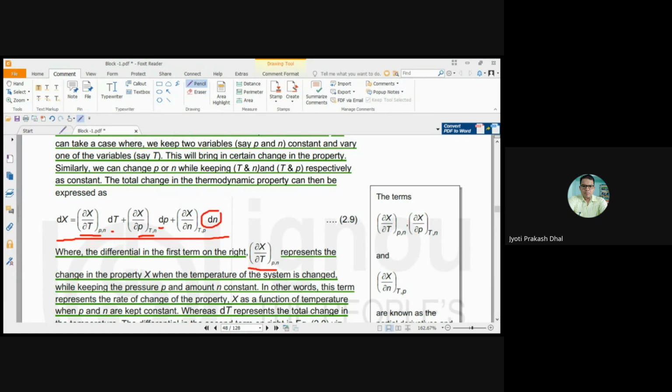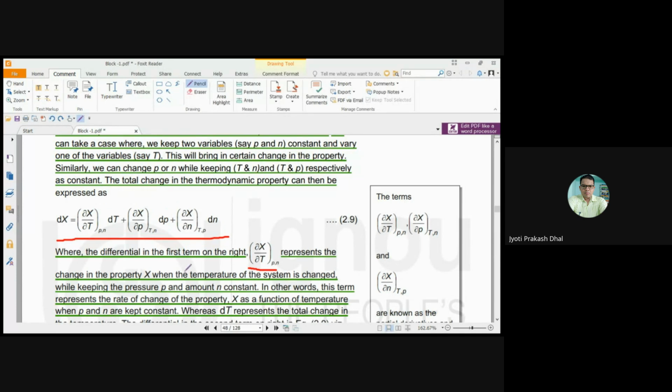So in the first term, we have taken the differential of the RHS with respect to T at constant pressure and constant number of moles. In the second term, we have taken the differential of the RHS with respect to P at constant temperature and constant number of moles. In the third term, we have taken the differential of X with respect to N at constant temperature and constant pressure.